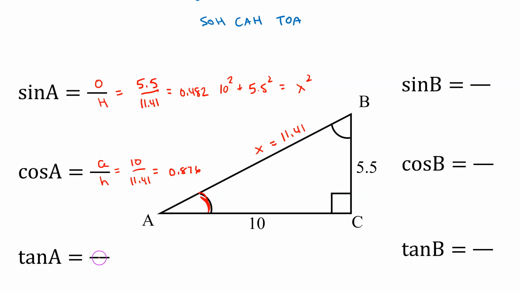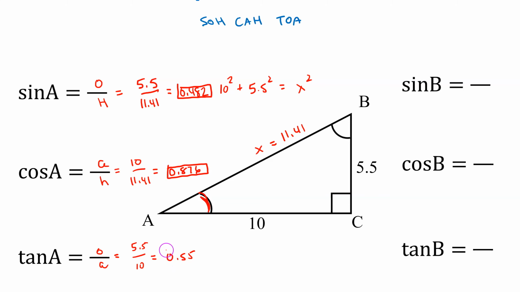Finally, tangent. That relates to TOA in SOHCAHTOA. So tangent is opposite over adjacent. The opposite side to angle A is 5.5. The adjacent side is 10. So if we write that as a decimal instead of a fraction, it's 0.55. Okay, so that's great. We've figured out the ratios that relate to angle A.